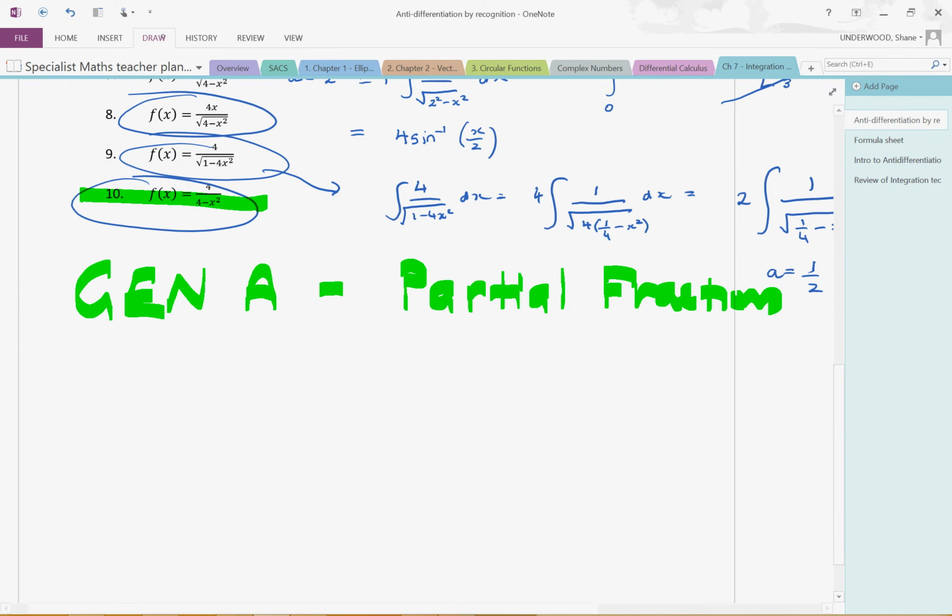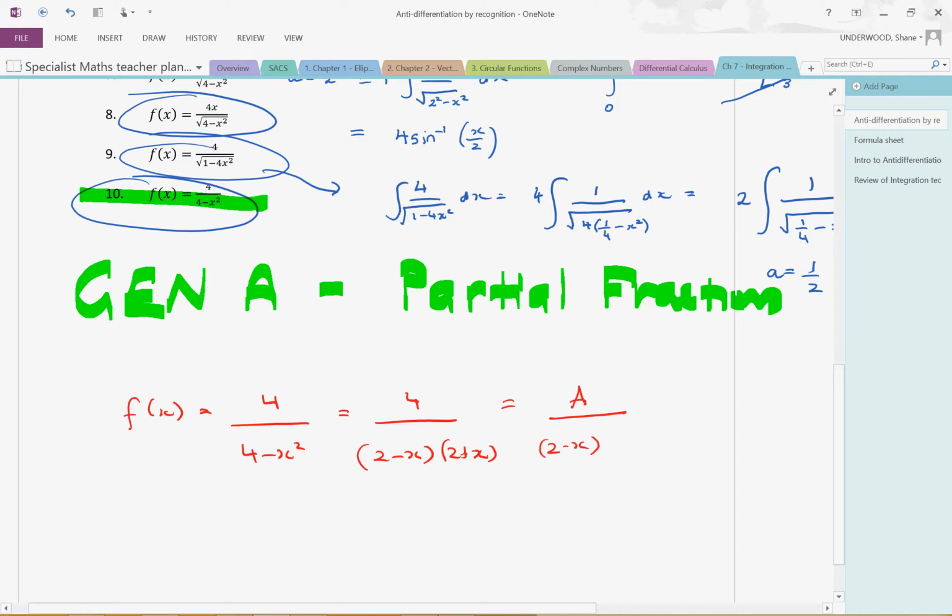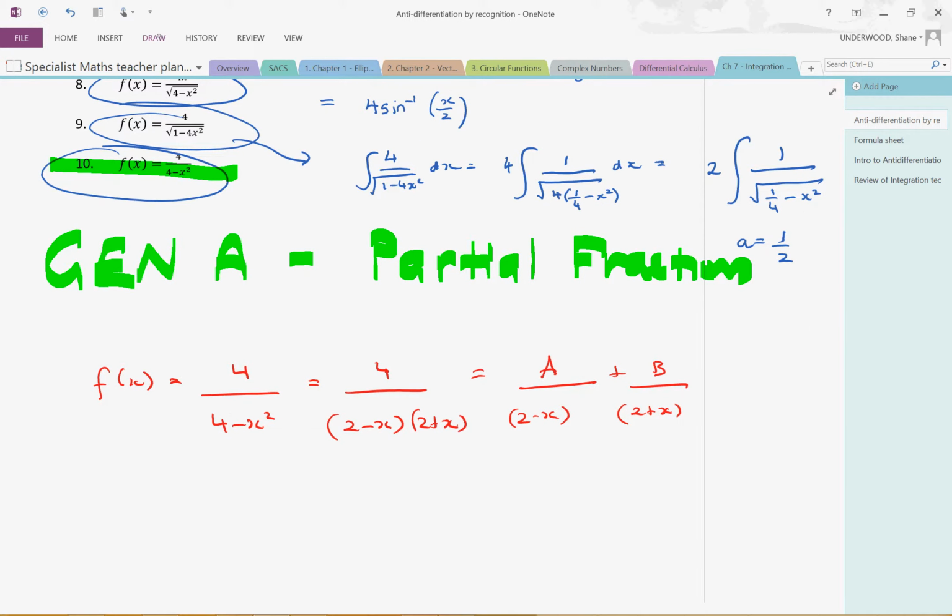Now, let's have a look. First of all, I'm going to consider this function. I'm going to say, well, let f of x is equal to 4 over 4 minus x squared, which is equal to 4 over (2 minus x)(2 plus x). Now, we know that we can't antidifferentiate that as it is. However, if I let that equal some constant a over 2 minus x plus some constant b over 2 plus x, suddenly we can then manipulate this into a form that we can understand.